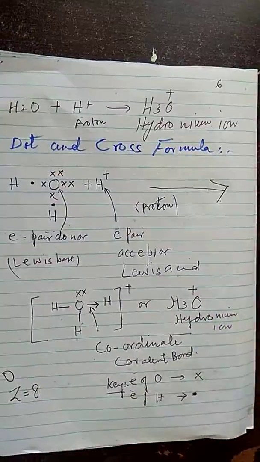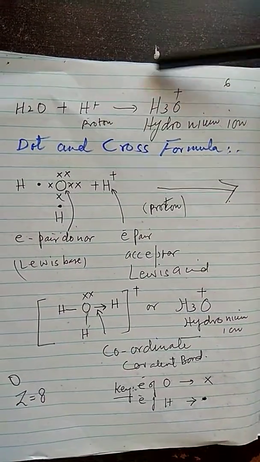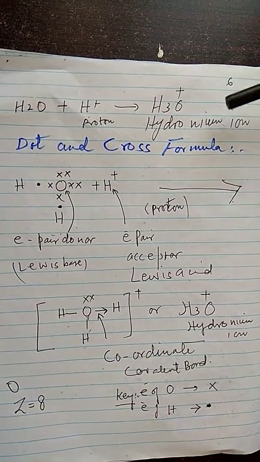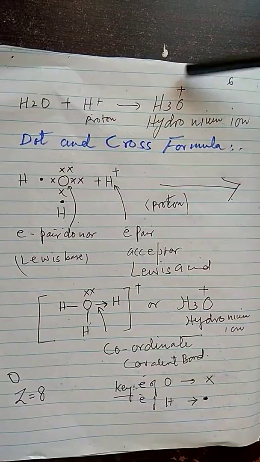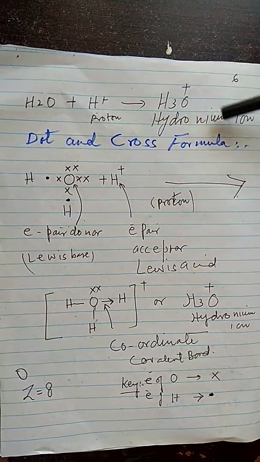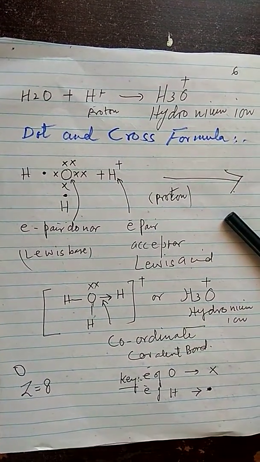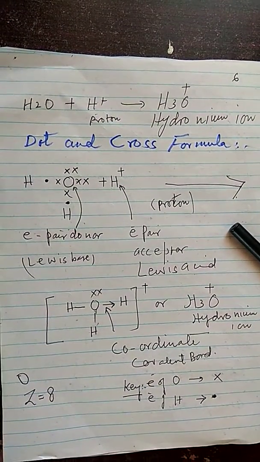First we will write down the molecule equation and then the dot and cross formula. Water and H plus ion combine to produce the H3O plus. Water and hydrogen ion combine to the H3O plus. That H plus is known as a proton. Now we will write it down in terms of the dot and cross formula.